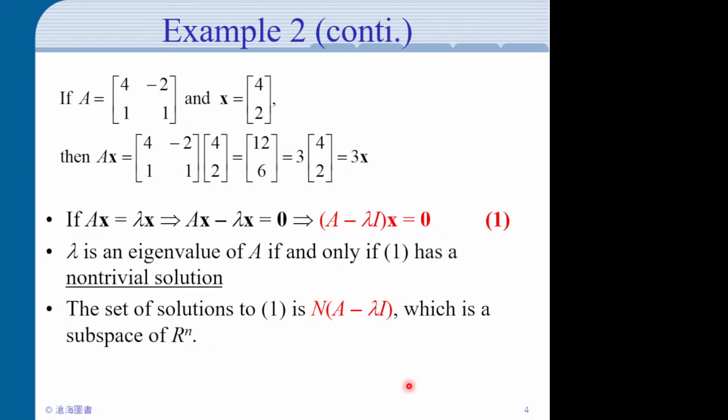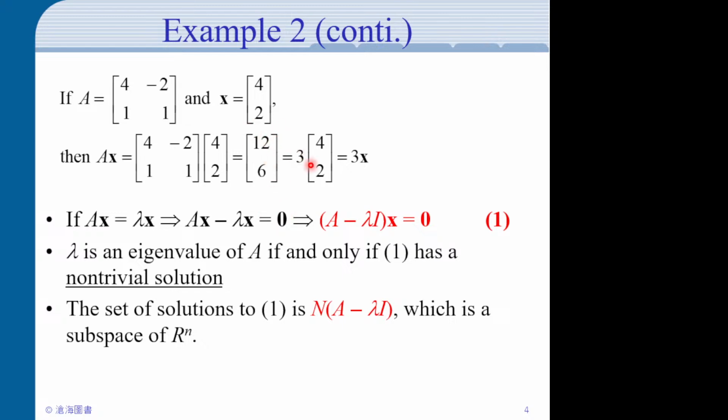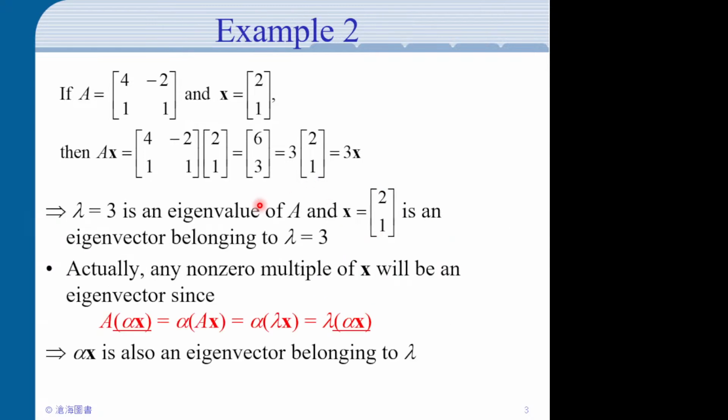Here is the example. If we change x to (4, 2), you see all the calculation just gets multiplied by 2. Instead of (6, 3) we have (12, 6), and (12, 6) is 3 times (4, 2). So you get the same eigenvalue 3 here. That's example 2.